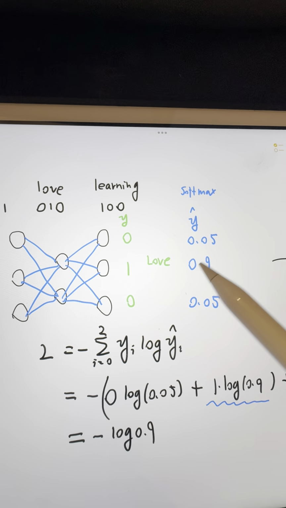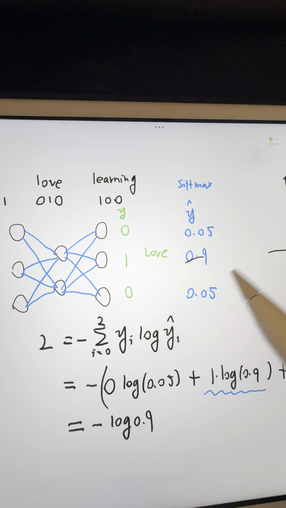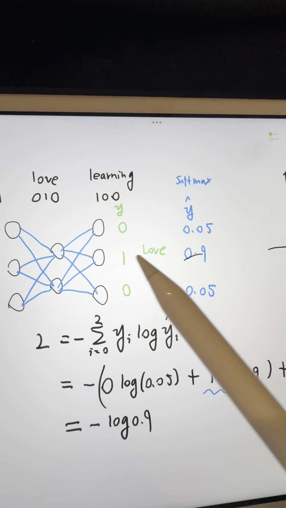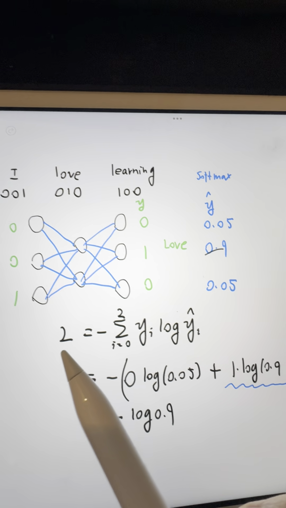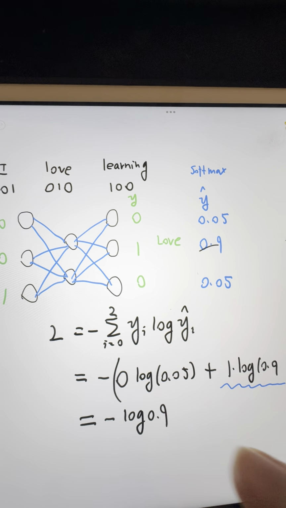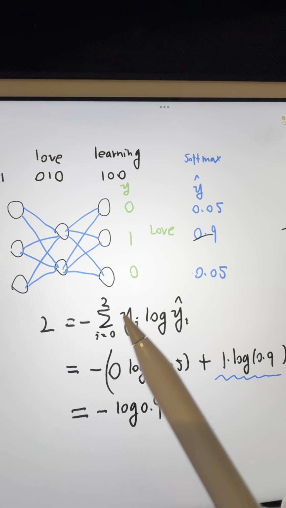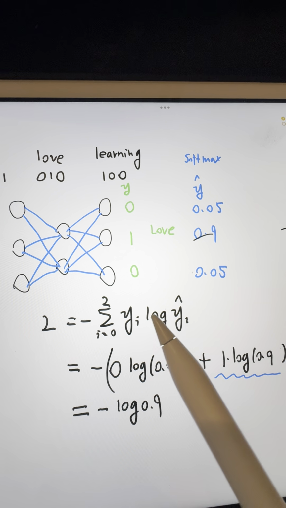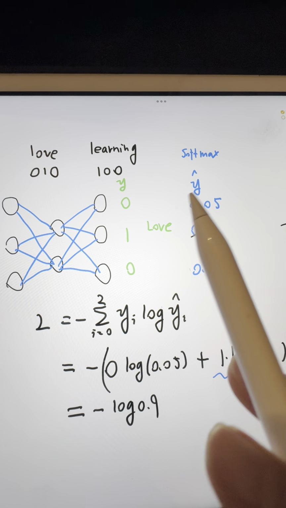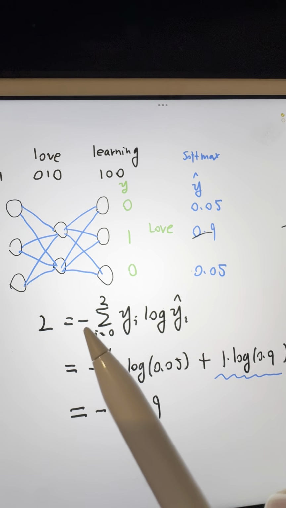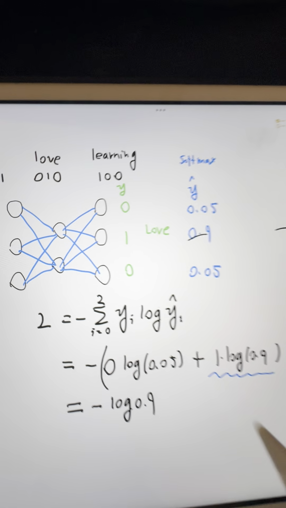So we got 5%, 90%, and then 5% here. So this is the correct answer. The formula of the loss function is just the correct answer, which is either 0 or 1, multiplied by the log of the probability of that node there, and taking a minus at the end.